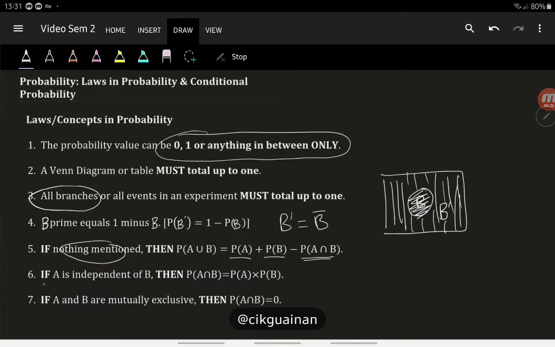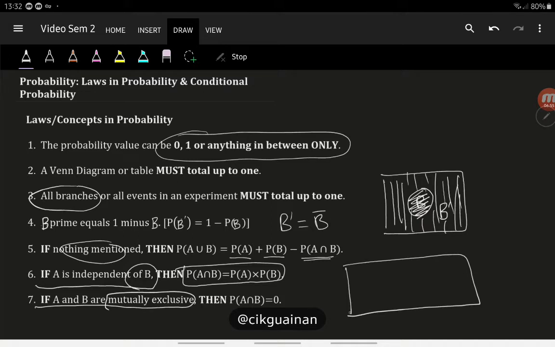If A is independent of B, then the intersection of A and B equals the multiplication of the probabilities of A and B separately. This is the concept. And last but not least, if A and B are mutually exclusive, then the intersection of A and B is 0. This one I can show you using a Venn diagram.